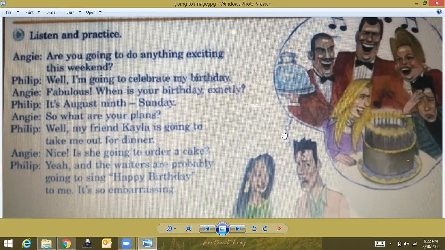All right. Very good. Any questions about the conversation or the picture? No? Okay. Ahorita los pongo en pareja a trabajar. For example, if I am working with Pamela, Pamela is going to be Angie and I'm going to be Philip. When we finish, we change. Pamela is going to be Philip and I'm going to be Angie. And that way we practice all the conversation. Do you have any questions? ¿Alguna pregunta antes de ponerlos a trabajar en pareja y que practiquen la conversación?